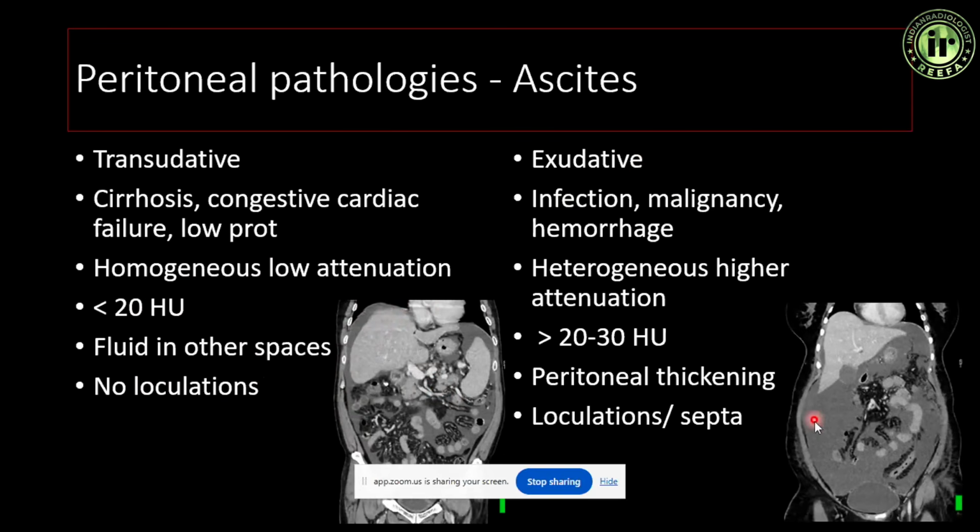As against that, in exudative ascites, as you get in situations like infection, malignancy, hemorrhage, and so forth, you have a higher density of the ascites, typically more than 20 to 30 Hounsfield units. You will see other features of peritoneal infection or involvement, with peritoneal thickening. You can see loculation and septation within.